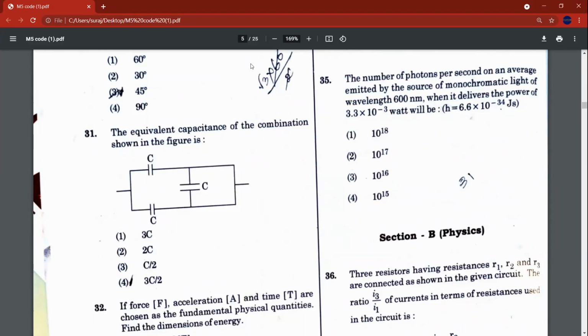What will happen? This point is same potential. This capacitor won't work. This is parallel, so 2C. 31. Question number 32.